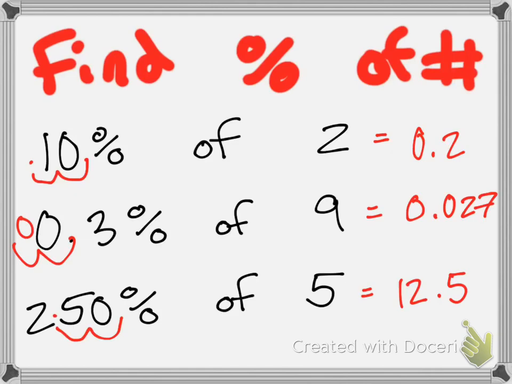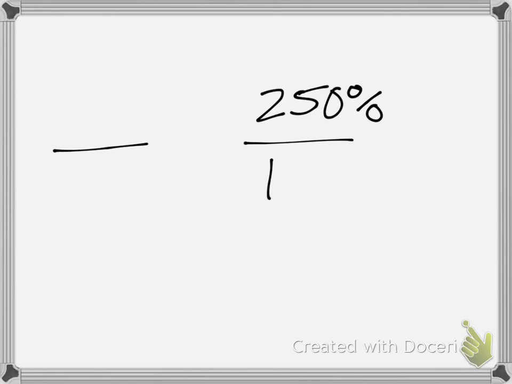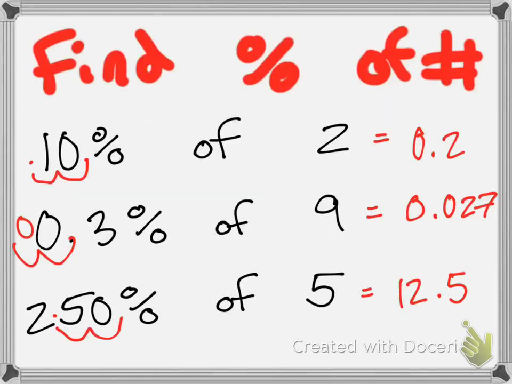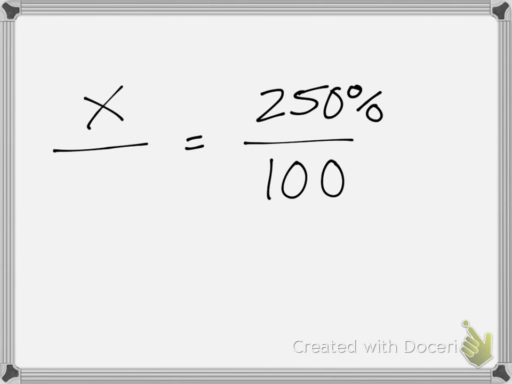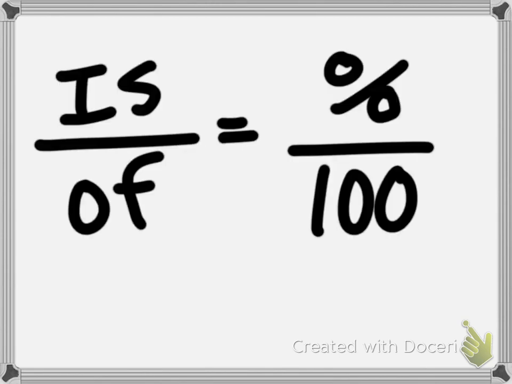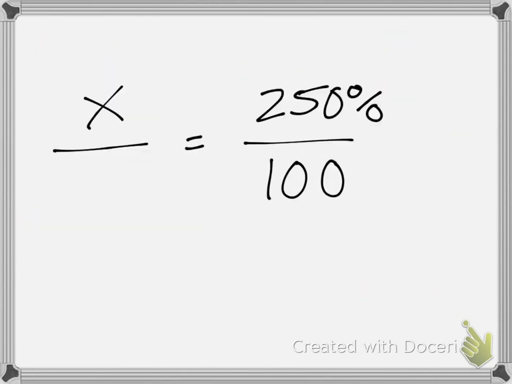So for example, let's look back. 250% of 5. Here, I've got my percent, 250% over 100%. Then, is over of. I don't have an is here. I'm trying to find what is that. What is? So I don't know, but I know that my answer here is 5. And I just follow those same steps.